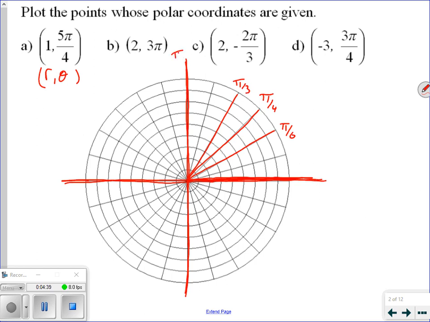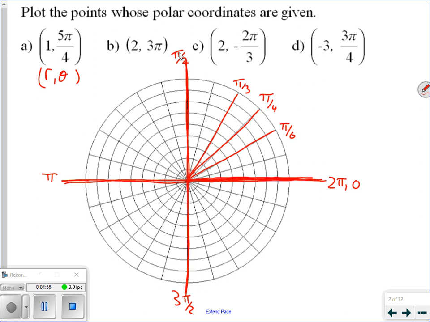Pi over 2's up here. So, I mean, again, the axes are pretty similar to a unit circle. So we'll call this pi, maybe 3 pi over 2. You kind of get the idea here. And we'll call this all the way around to 2 pi or 0, right?